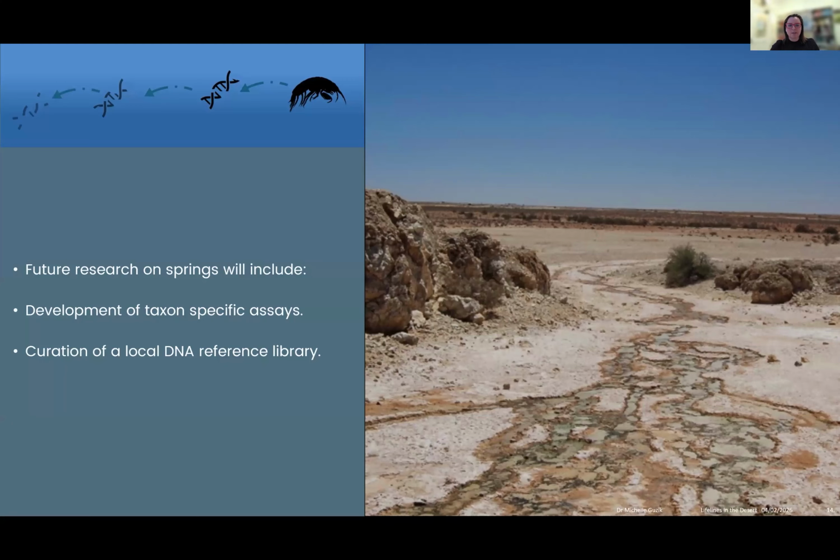So that includes snails, but we also want to understand community-wide differences between springs using eDNA, and so that will be another aspect. And we would also need to curate a local DNA reference library, so a spring-wide DNA reference library that will allow us to query our eDNA sequence data against to identify what's living in the springs.